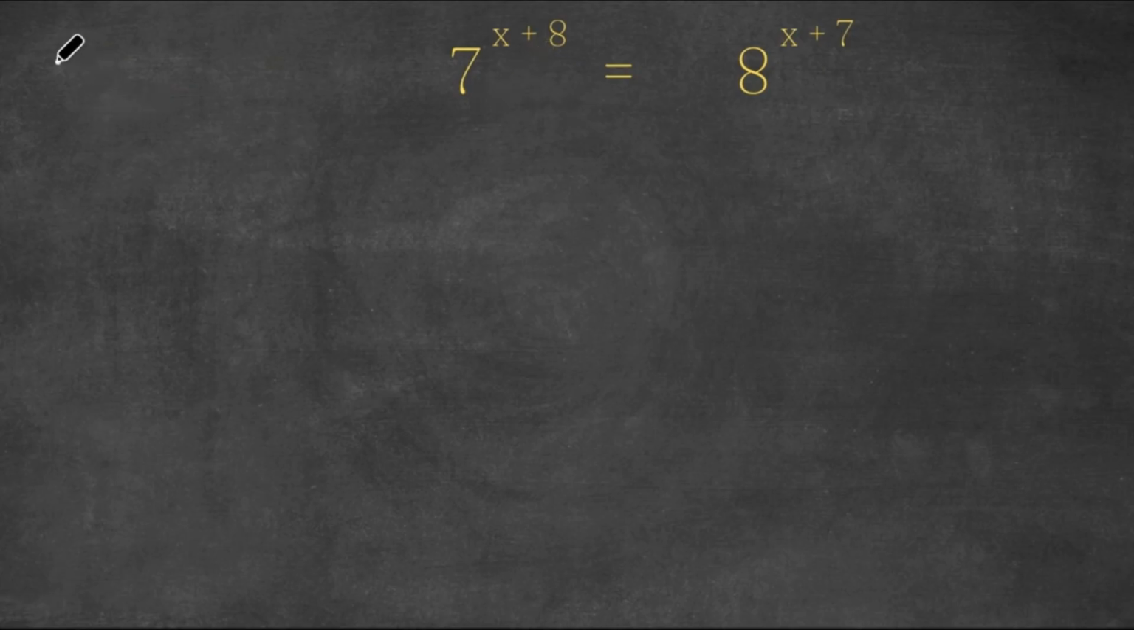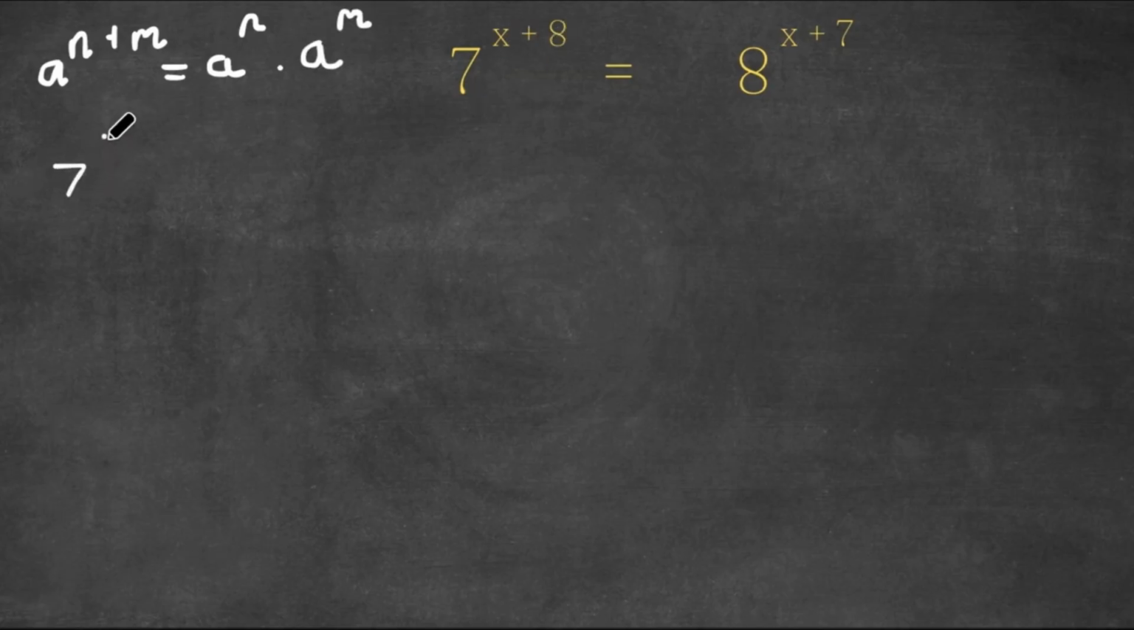Now, if we have something in the form a to the power of n plus m, this is equal to a to the power of n times a to the power of m. So as I can show you right here, we have 7 to the power of x plus 8. This is going to equal 7 to the power of x times 7 to the power of 8. And now this is equal to 8 to the power of x plus 7, which is equal to 8 to the power of x times 8 to the power of 7.